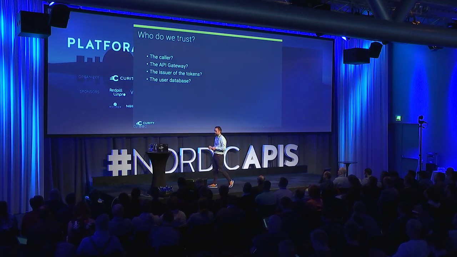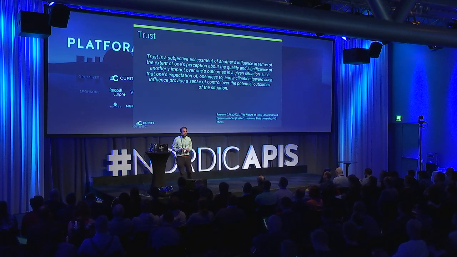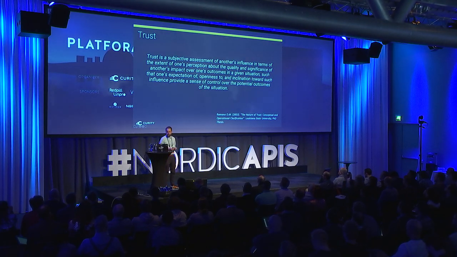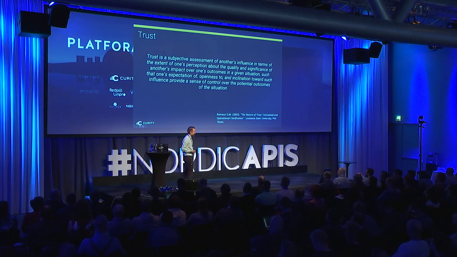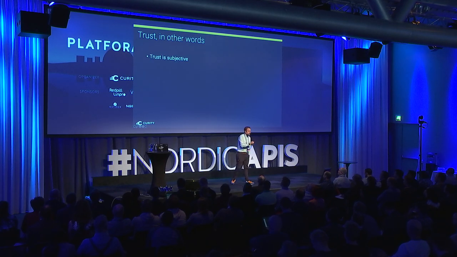Or other databases? So trust is a pretty strange thing when you read about it. This was the simplest explanation I found. Trust is a subjective assessment of another's influence in terms of the extent of one's perception about the quality and significance of another's impact over one's outcome in a given situation, such that one's expectation of openness to and inclination towards such influence provides a sense of control over the potential outcomes of the situation. That's a mouthful, right? So in other words, we should think of it like this.